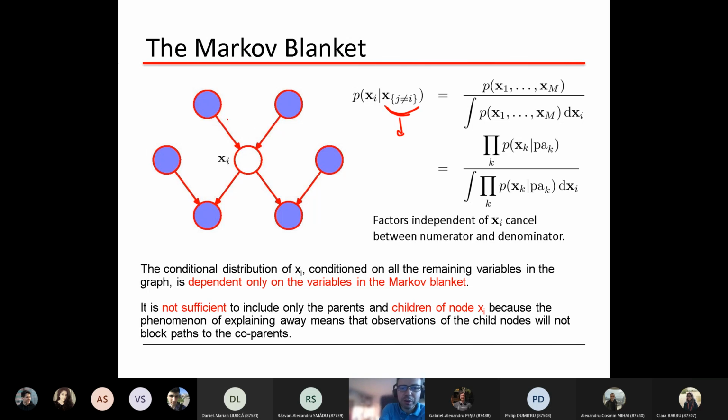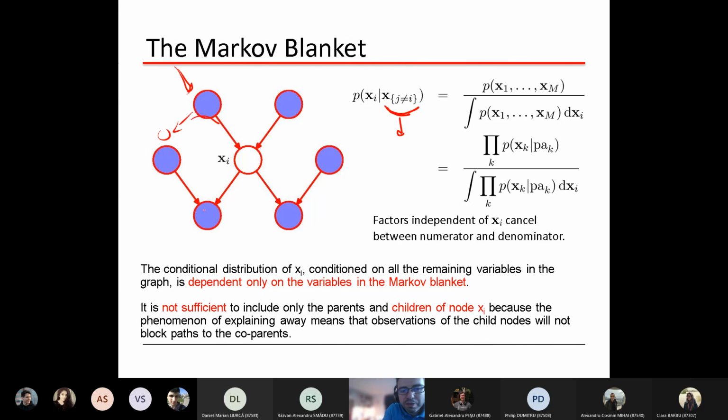First of all, we need to have all the parents. If we have all the parents, then a path going like this, or even a path going like this, will become blocked, because this will be a head to tail, and this will be a tail to tail. These two types of paths will become blocked, and xi won't influence these nodes.